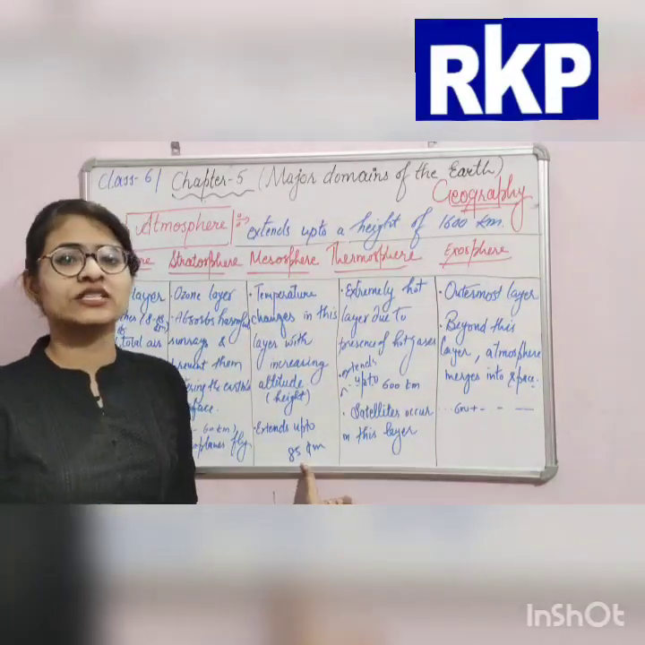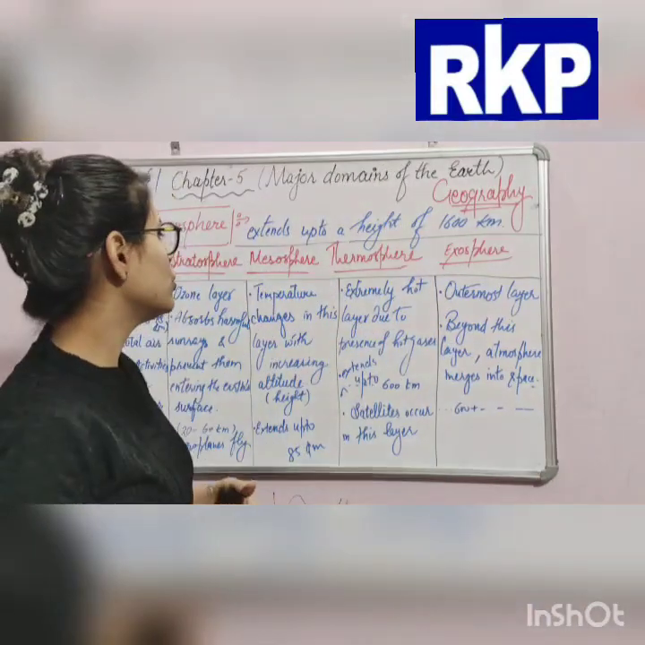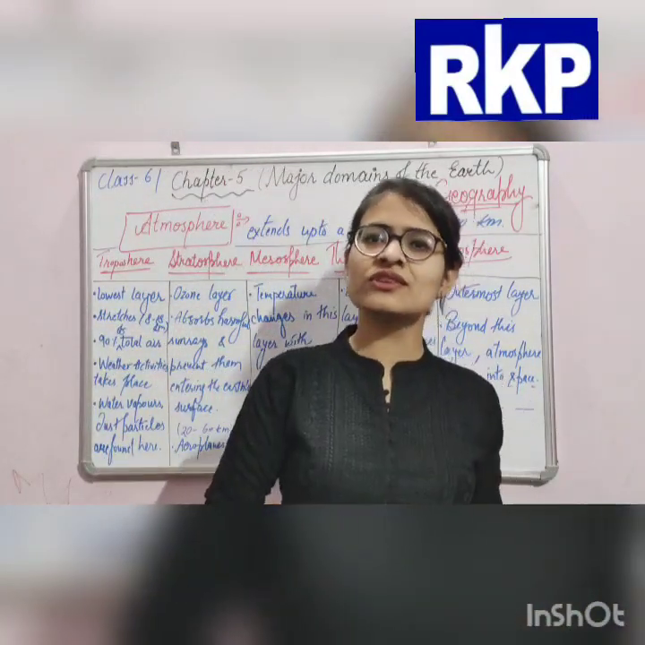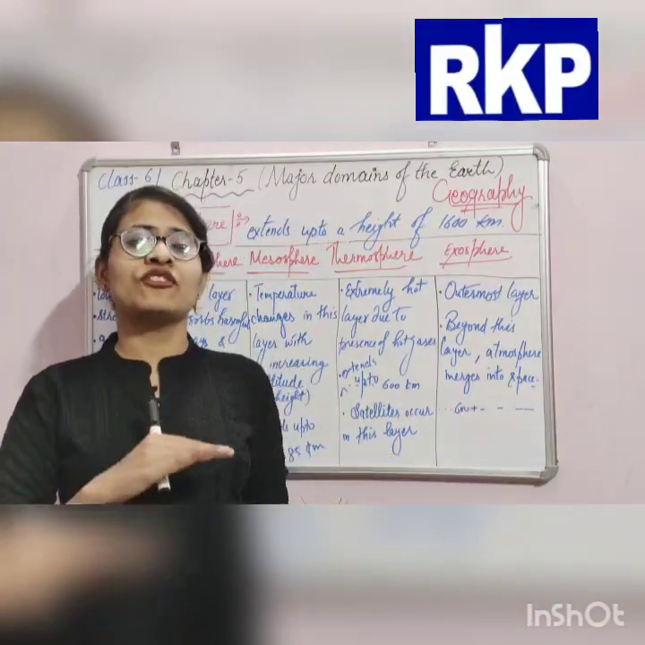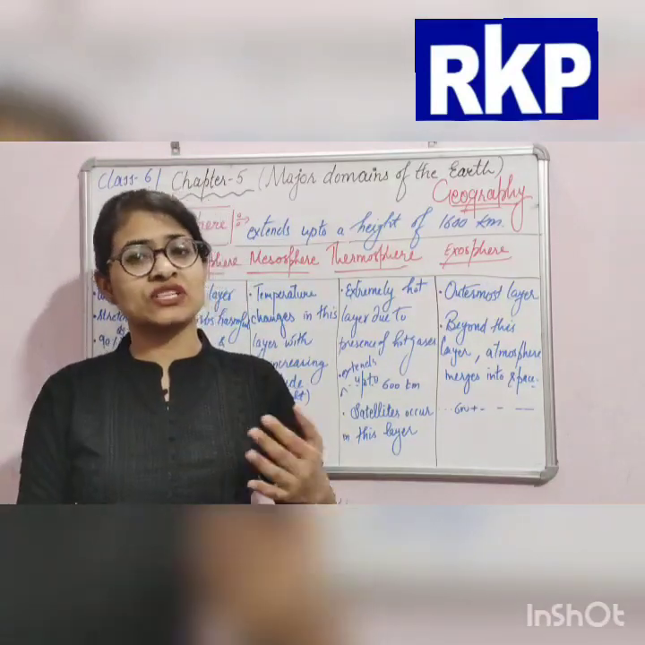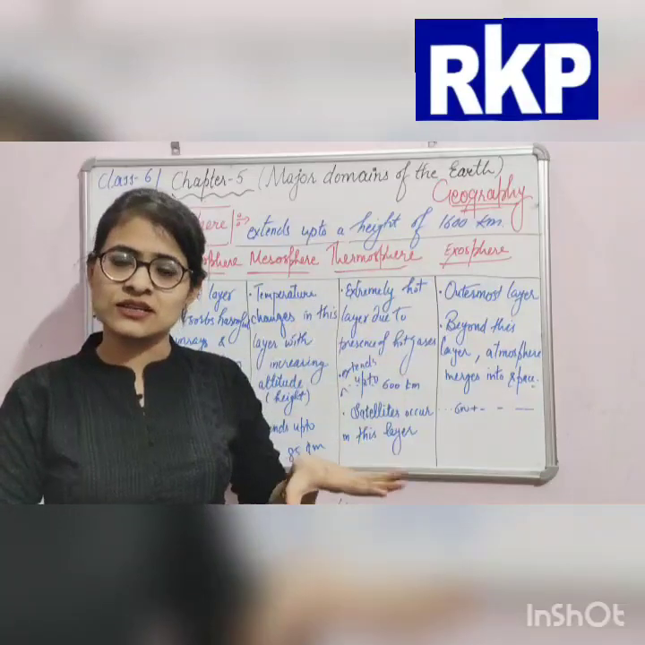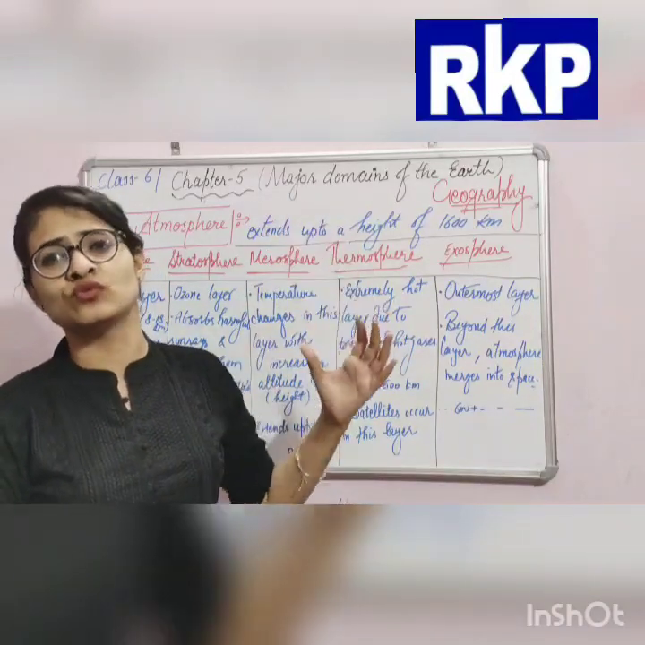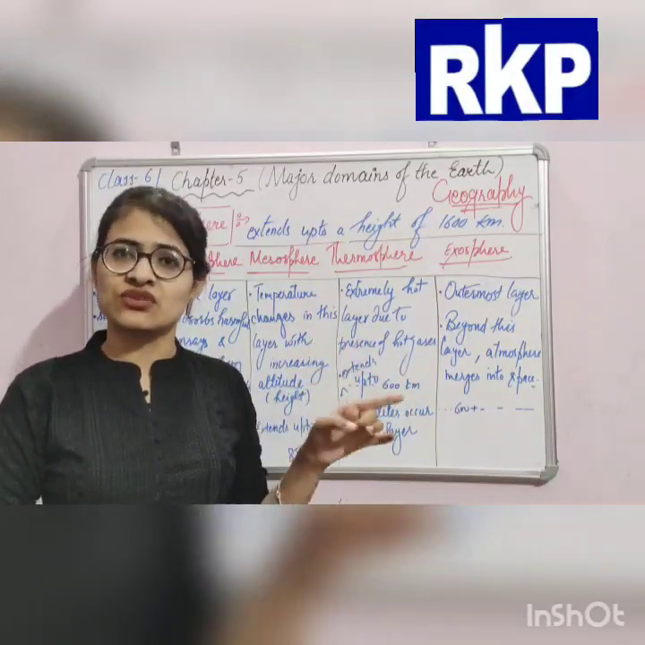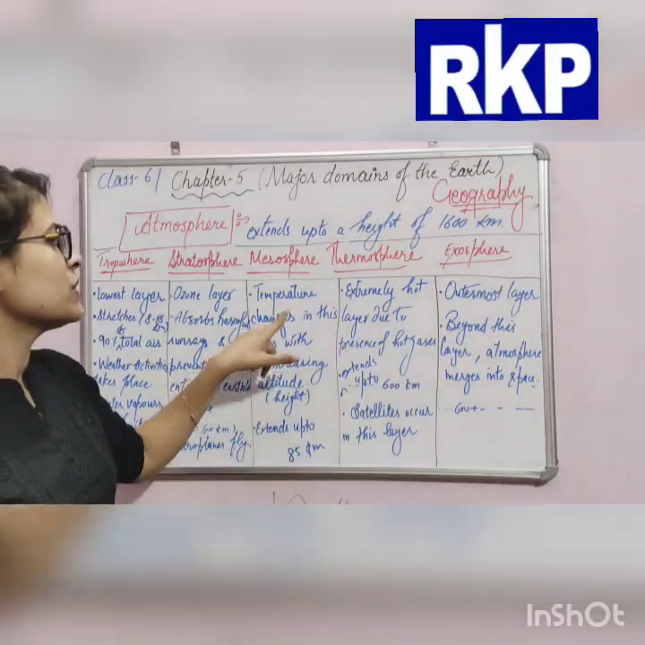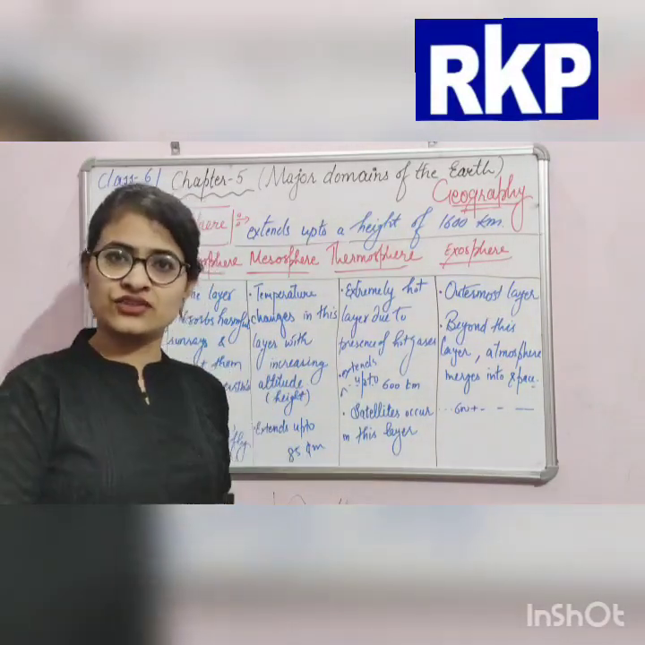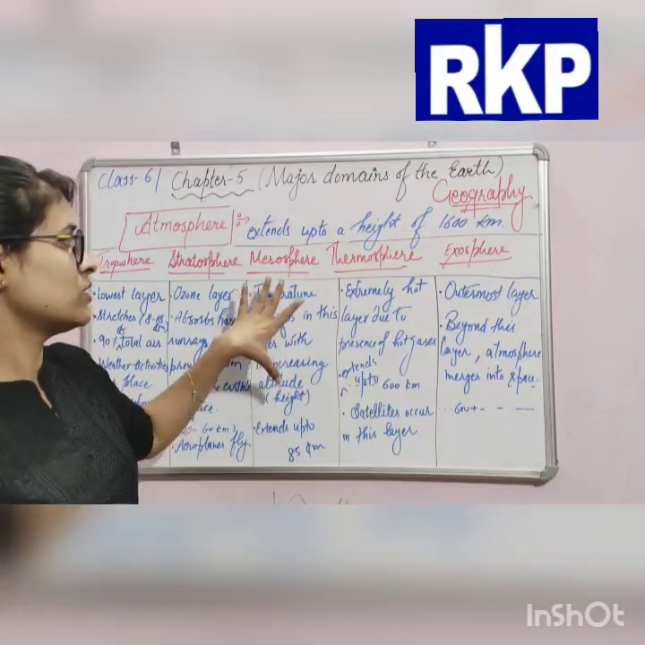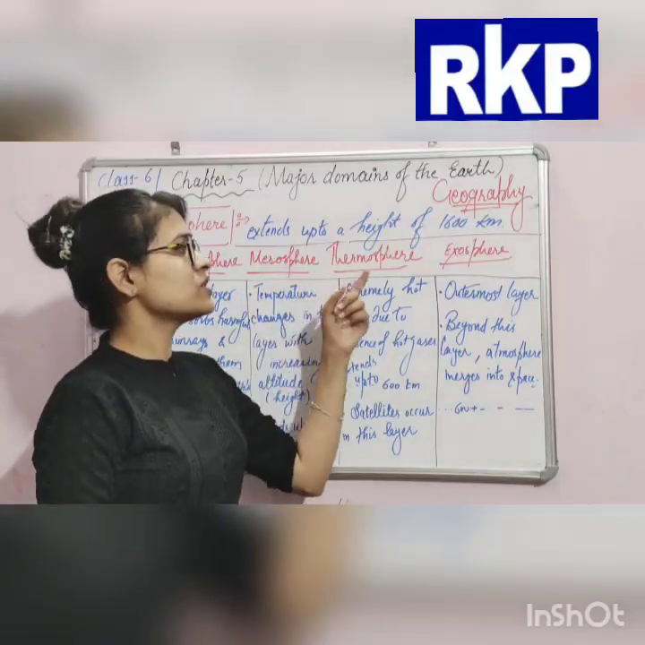Now the mesosphere extends up to around 85 kilometers. Temperature changes in this layer with increasing height. We discussed in previous classes that if we go up in height, the temperature decreases. If we are living in Haryana and at the same time we go to Himachal Pradesh or Jammu, their temperature will be lower. So temperature changes in this layer with increasing altitude. It extends up to 85 kilometers. Keep this in mind.